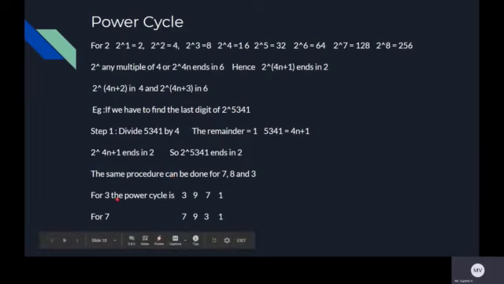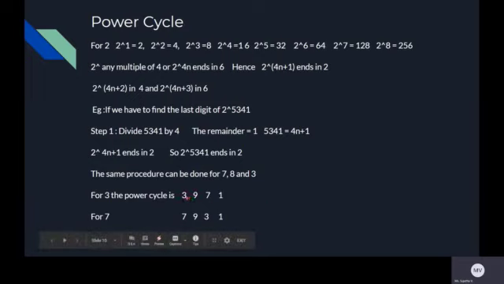The power cycle of 3 is 3, 9, 7, 1. That is, 3 raised to 1 is 3. 3 squared is 9. 3 cubed is 27, so the last digit is 7. 3 raised to 4 is 81. 3 raised to 5 will be 243. 3 raised to 6 will be 729. It goes on like that.